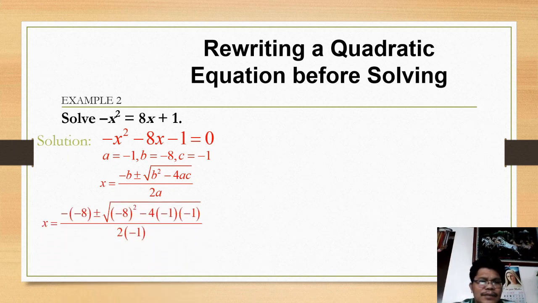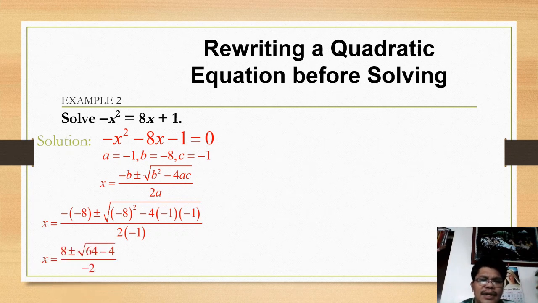So, it becomes x equals negative times the quantity of negative 8 plus and minus the square root of the quantity of negative 8 squared minus 4 times the quantity of negative 1 times the value of c, which is negative 1, all over 2 times the value of a, which is negative 1. And of course, we're going to simplify now negative times negative 8. So, ang tanong, bakit po may negative tapos magkaroon pa uling negative? Because the formula is negative b and the value of b is negative 8.